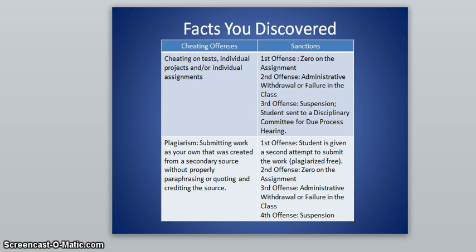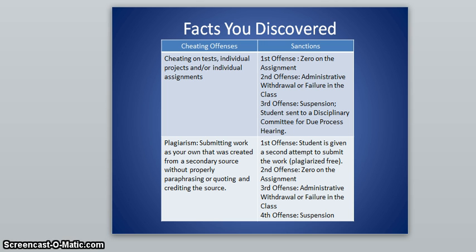Here are some of the facts that I discovered. Cheating offenses: cheating on tests, individual projects, and or individual assignments. The sanctions for this offense would be: your first offense will result in a 0 on the assignment. Second offense, administrative withdrawal or failure in the class. Third offense, suspension, student sent to a disciplinary committee for due process hearing.